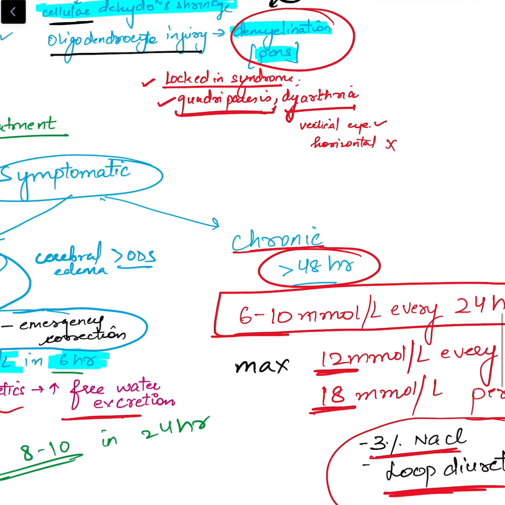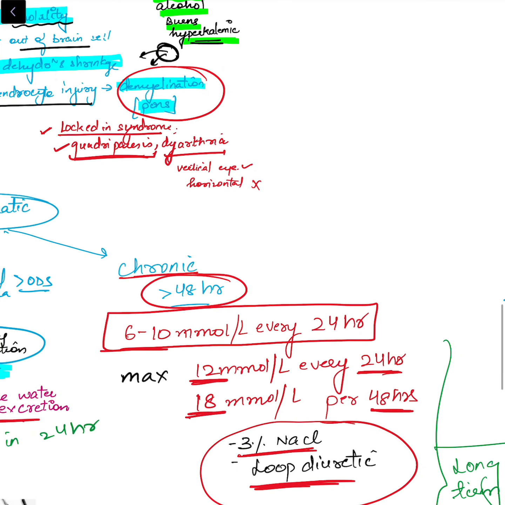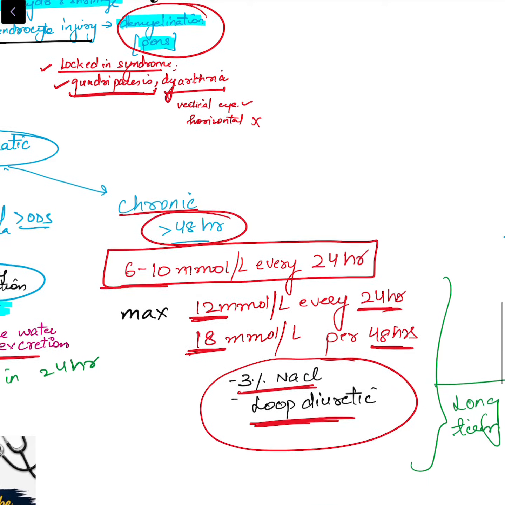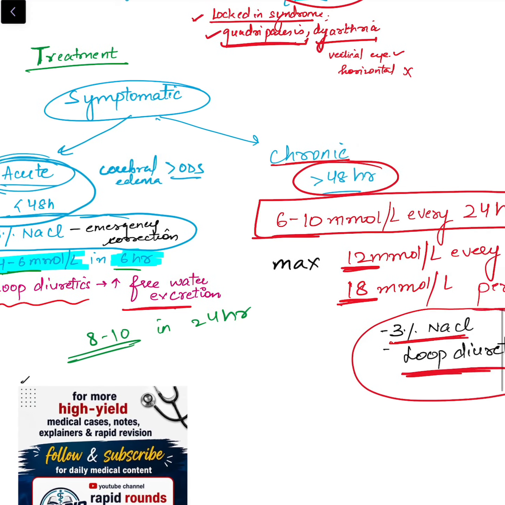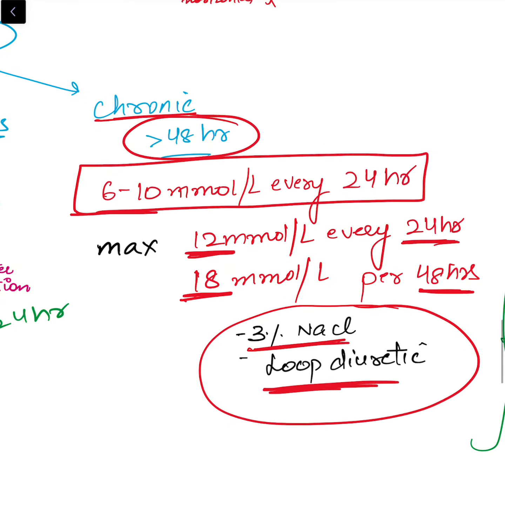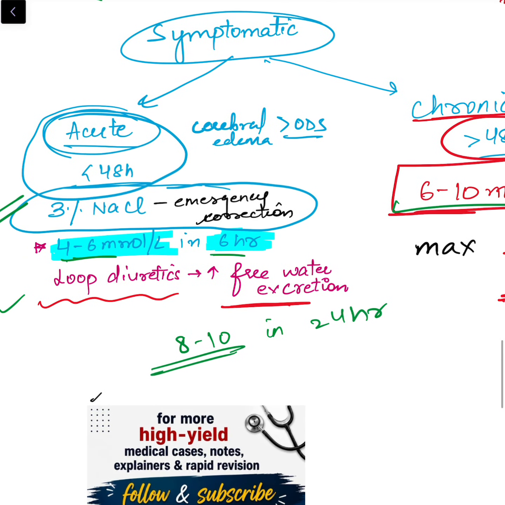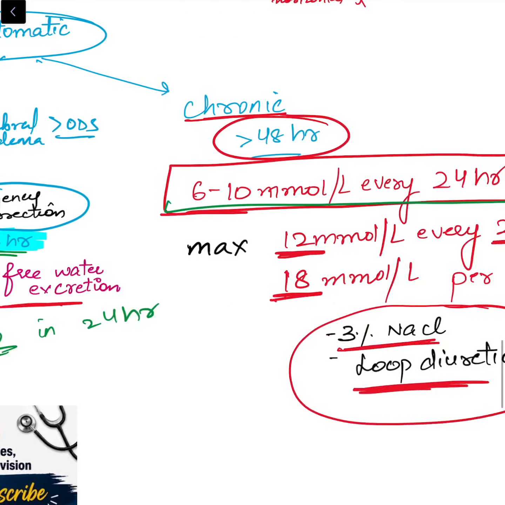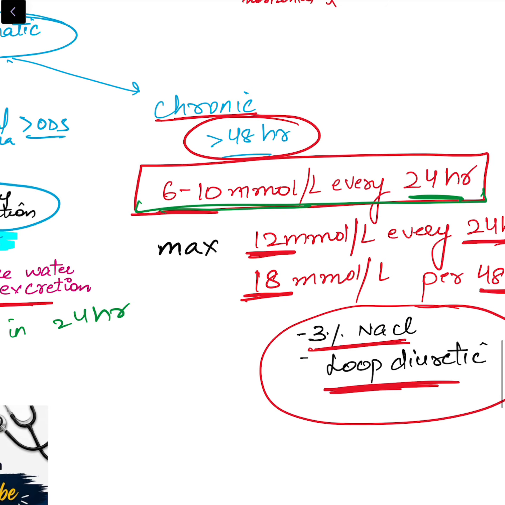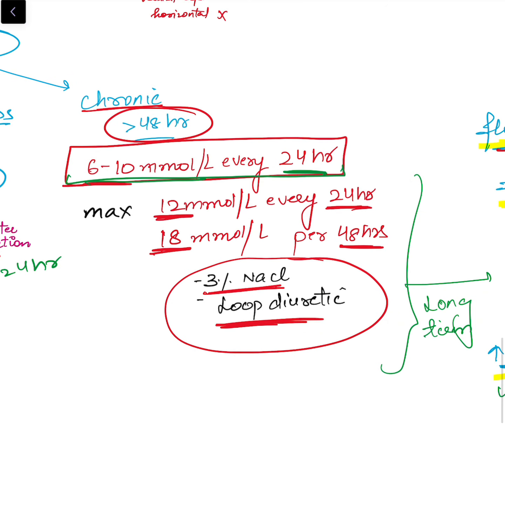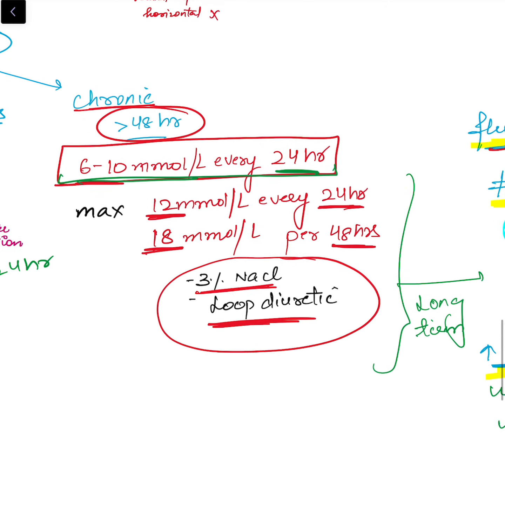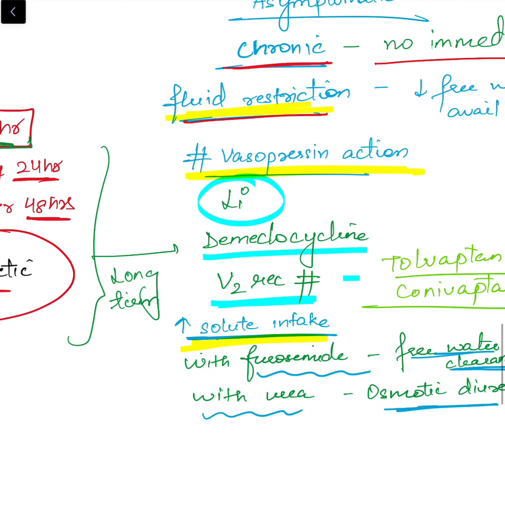If the patient has chronic hyponatremia, meaning 2 days have passed and the patient is still hyponatremic, you can correct by some more milliequivalents. It can be 6 to 10. In the acute case, we considered 4 to 6 in 6 hours. This is 6 to 10 milliequivalents every 24 hours. So this should be your target, with 3% NS and loop diuretics. Long-term management is also required in this patient.